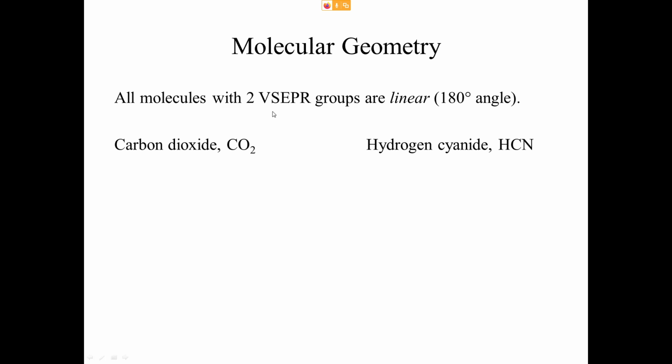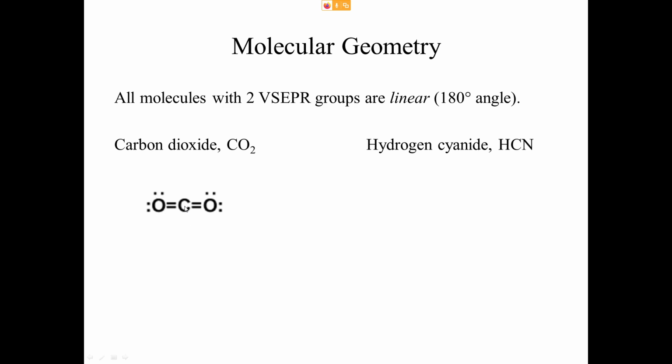Let's do some with 2 VSEPR groups, which you know those are all linear. The easiest way to get 2 things that repel each other away from each other is to put them on opposite sides. So if you were to draw the Lewis structures, which I suggest you do, and one of these we did in our example earlier today, we did this one last time, I believe, CO2 and hydrogen cyanide. Let's draw both of those Lewis structures out.